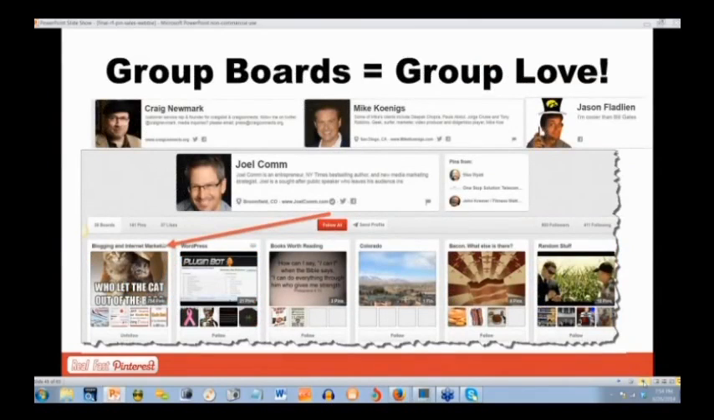Then this is another really cool thing, and I want you to chat about this because we cover this extensively within the training. But it's the whole idea of group boards. And, well, first off, John, can you tell folks what group boards are and why they're so important? Well, group boards are where you invite other people to join and post on the same board.